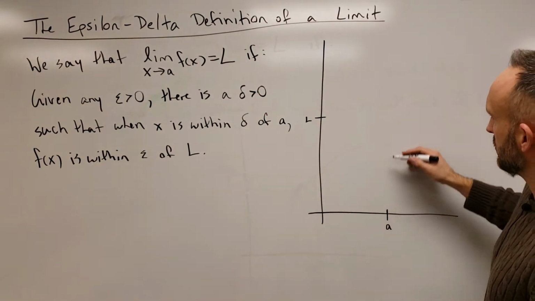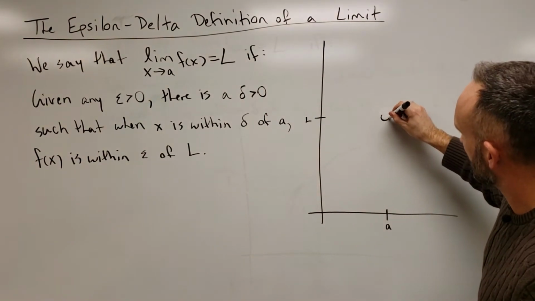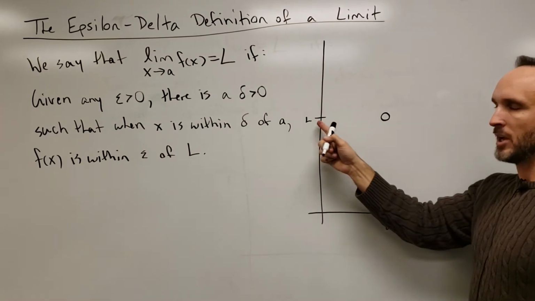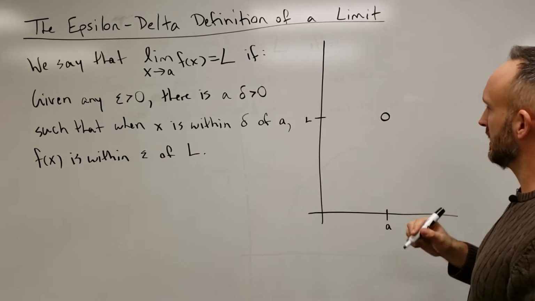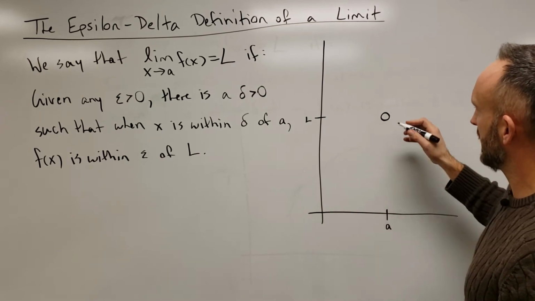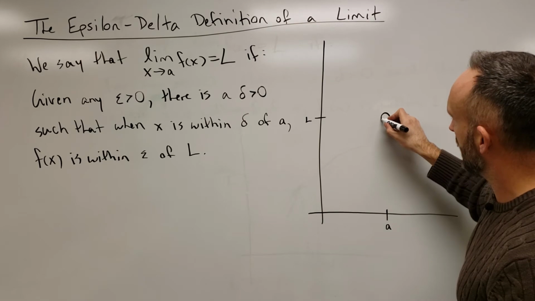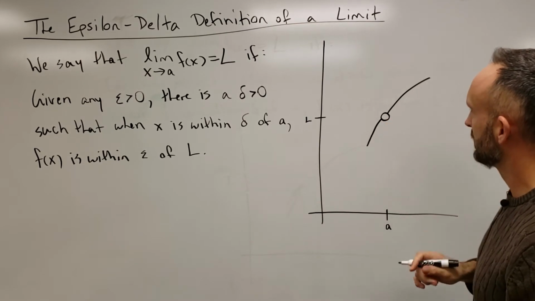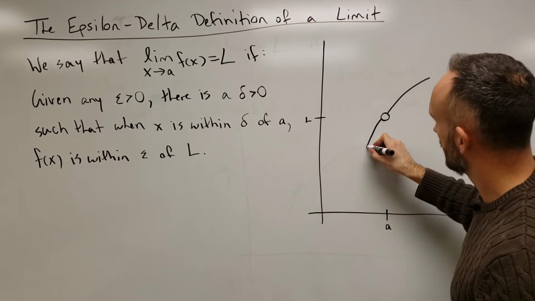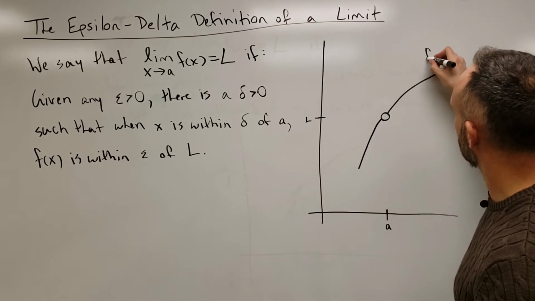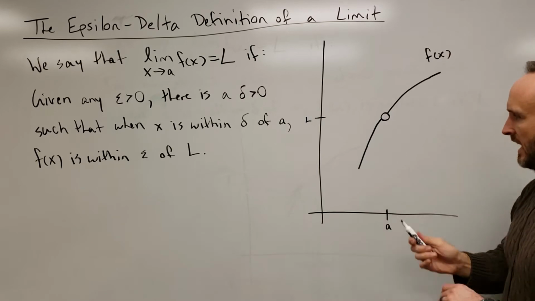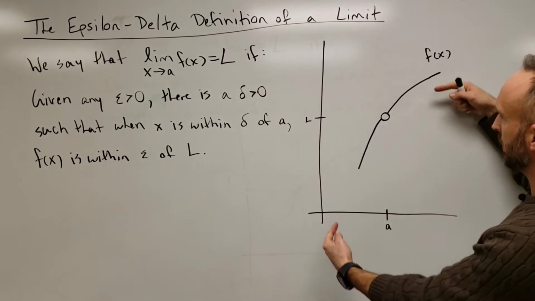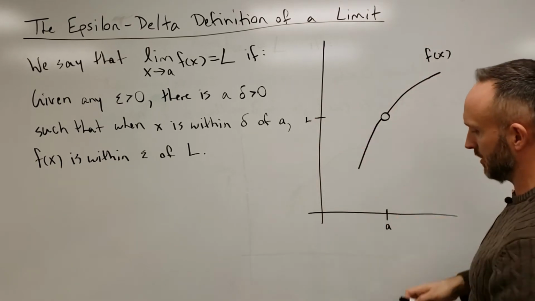So this function may not be defined at a, right? We don't have to have a point at a comma L for this limit to exist. So let's assume the worst case and that it's not defined there. And then maybe the function does this over here and it does this over here, okay? So we've got some function. This is f of x. And we can see the behavior of the function as x approaches a. We can see that the limit is going to L, all right?